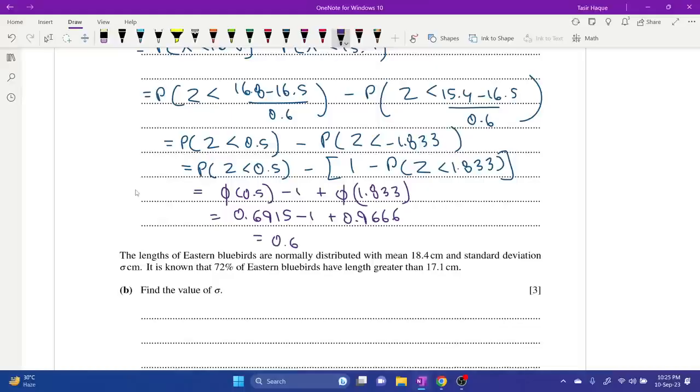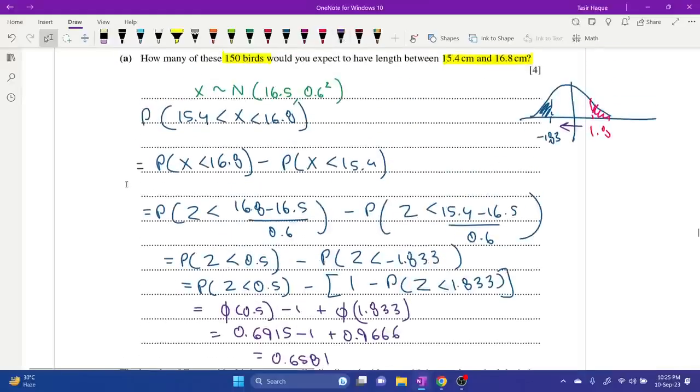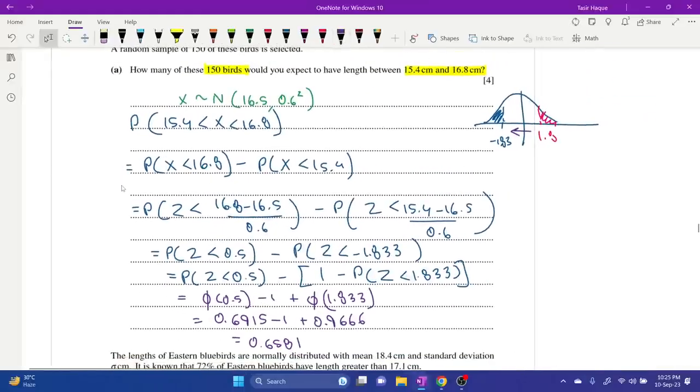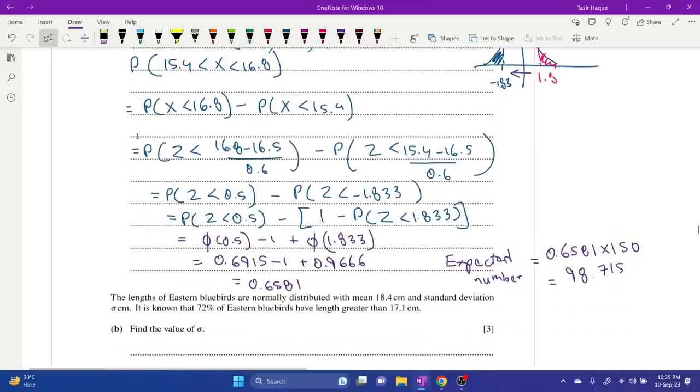Which is 0.6581. Now to finish the sum, we need to multiply it by 150 birds to find out the expectation. So the expected number is equal to 0.6581 times 150, which gives us an answer of 98.7, which is rounded off to either 98 or 99 birds. It's up to you.